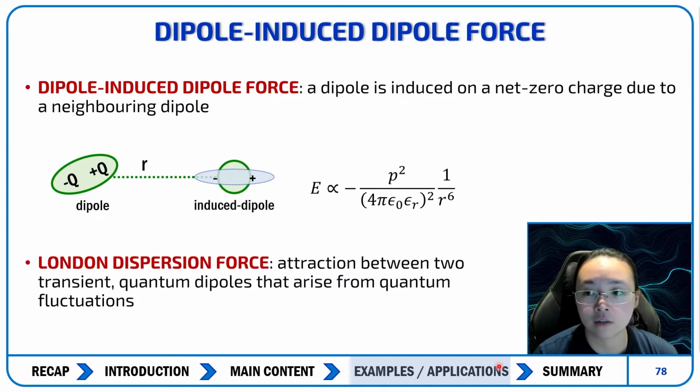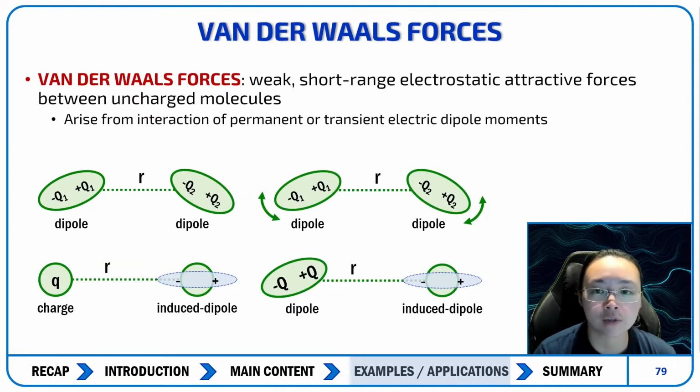Now, the next thing to look at would be van der Waals forces. So van der Waals forces are considered weak and short-range electrostatic attractive forces between uncharged molecules. They arise from the interaction of permanent or transient electric dipole moments. Just keep that in mind because this is like a group of different interactions that can take place represented by these. We've already discussed that before, and they're just grouped under van der Waals forces.